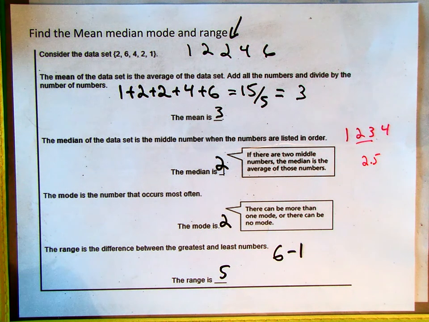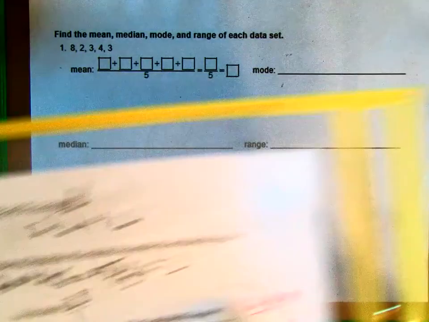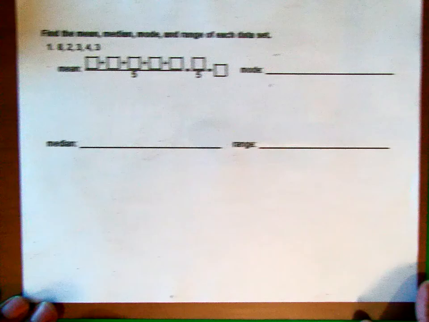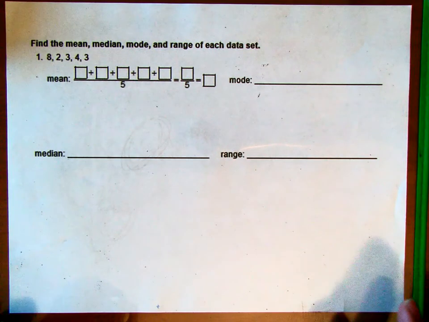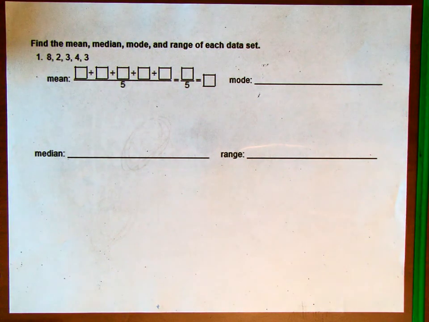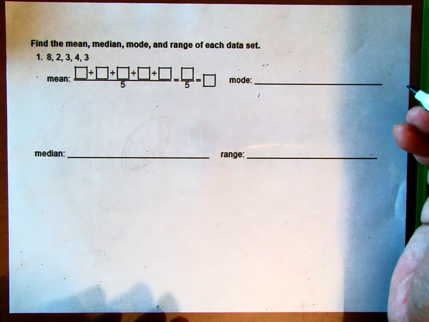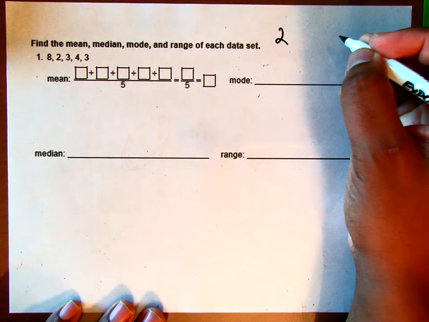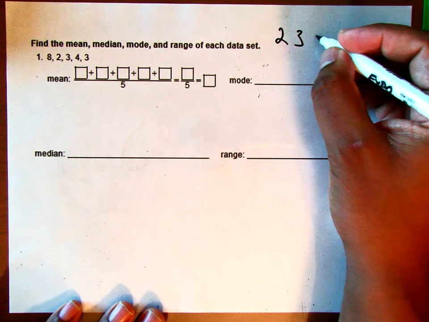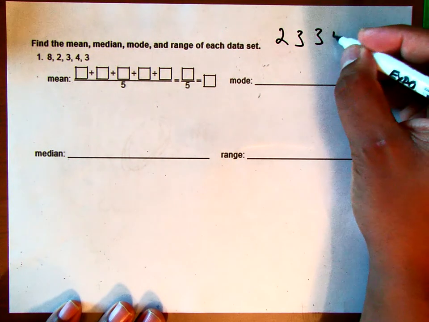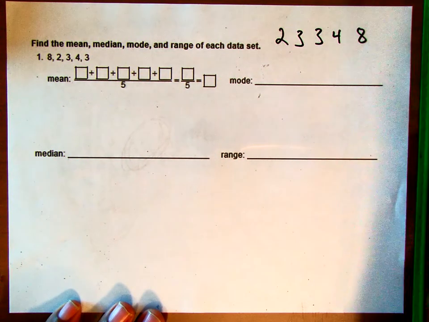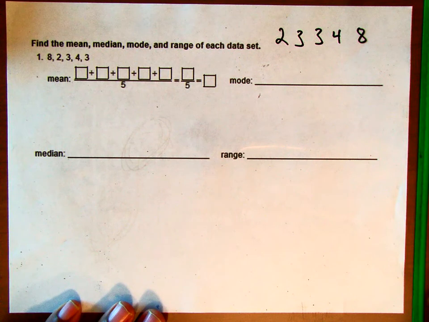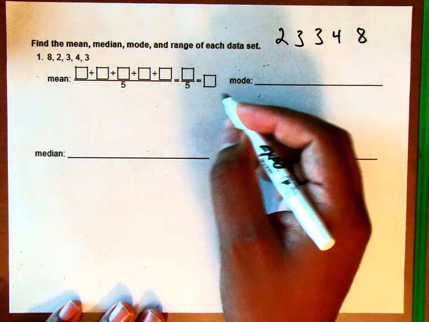Okay, and that's finding the mean, median, mode, and range. Let's take a look at another example. Okay, so remember the first thing you want to do is put everything in order. So I'm going to put this data set in order, and it's going to be 2, 3, 3, 4, and 8.